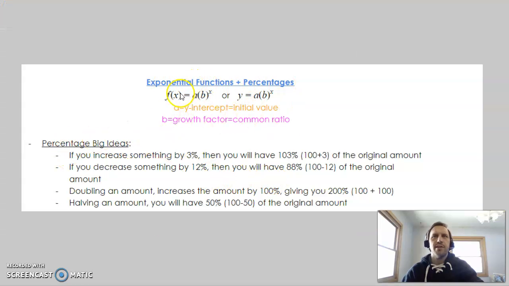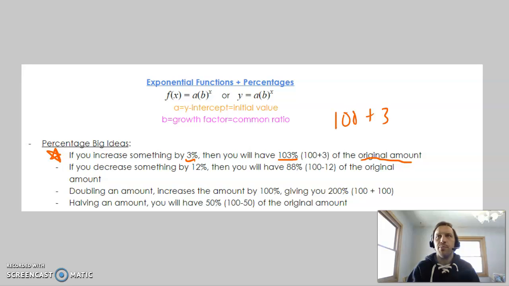This should look very similar, right? It's the same idea, a times b to the x. So the percentage big idea is right here. If we increase by 3%, then we'll have 103% of the original amount. So that's 100% plus 3%, and so our rate would be 1.03.